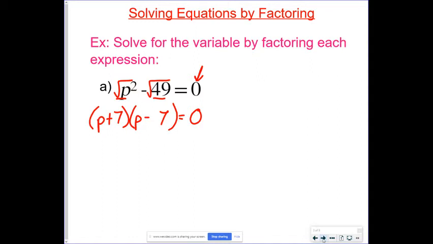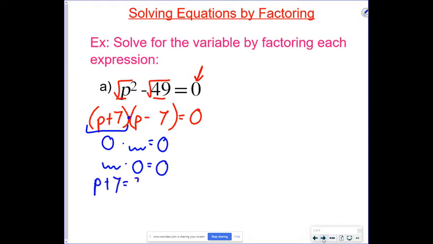Now because I'm solving these, I've got to take each piece. If I know that the product is equal to 0, this could be 0, or this second factor would multiply to be 0. Remember, 0 times anything is still 0. So I'm going to take each piece of my factor and set them equal to 0 to solve.